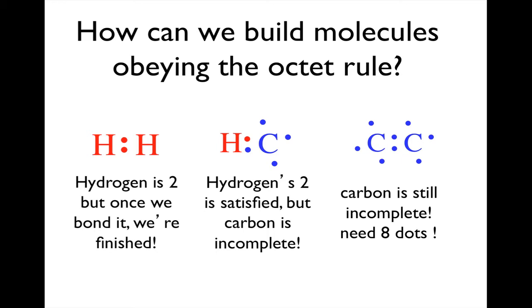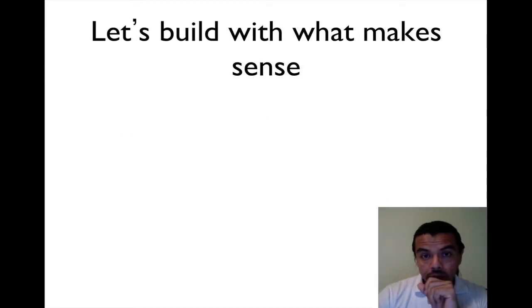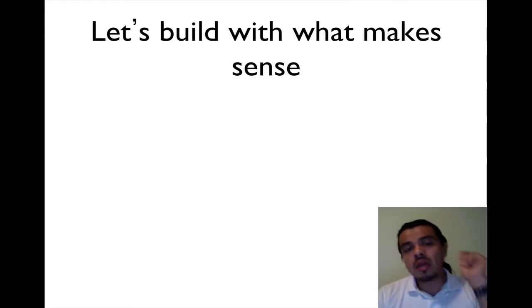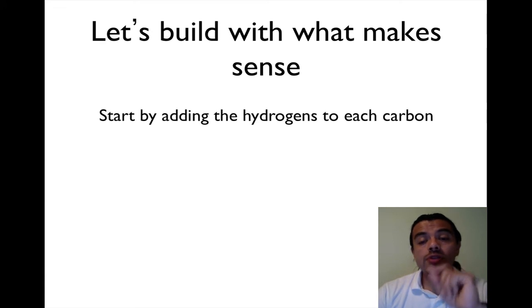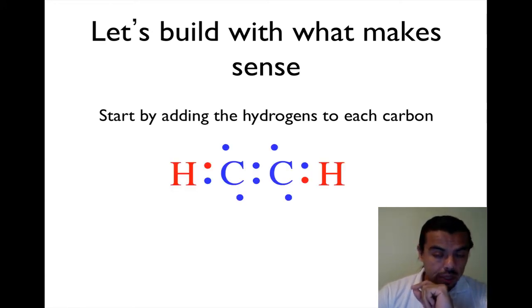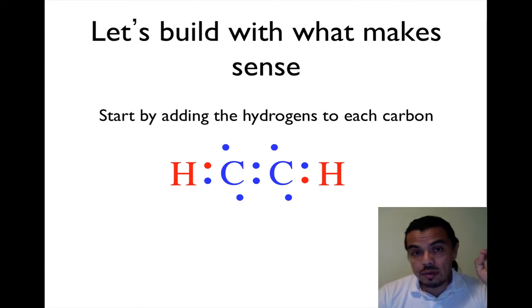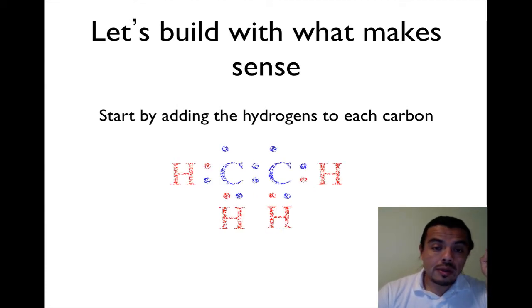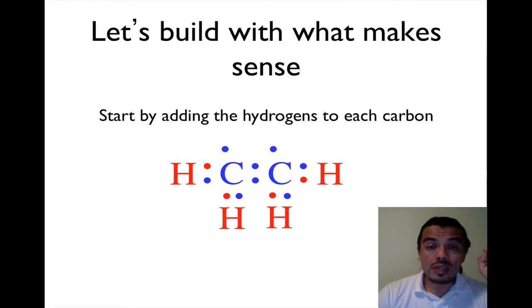But if we look at the last two structures, okay, we're going to notice a few clues as to how we can now build the molecule. We have at least an idea of what's going to work. So let's think about it for a few seconds. And then let's go ahead and build with what makes sense. First off, let's start by adding the hydrogens to each carbon. Okay, that's what we get. And then, that's what we get when we add the second set.